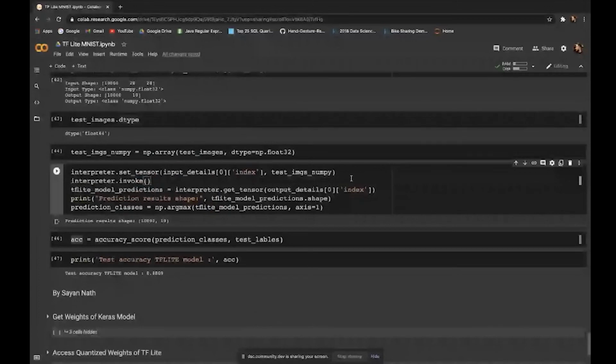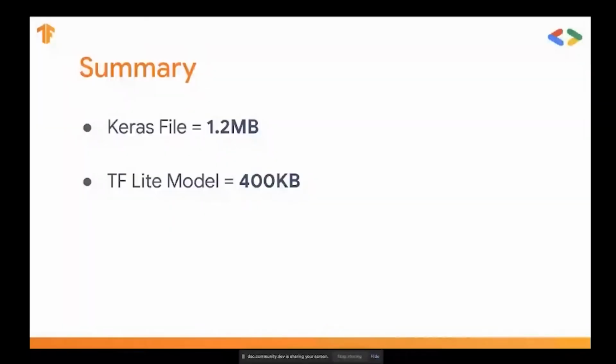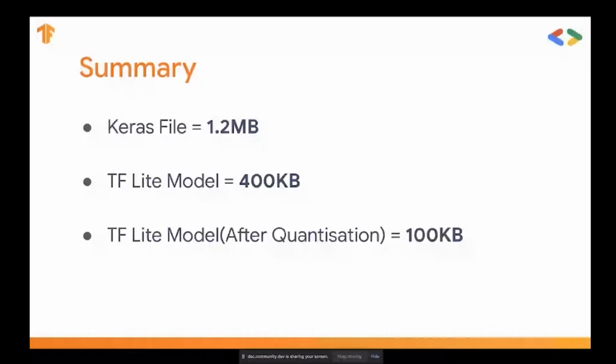So the summary which came out is the Keras file was 1.2 MB of size. We converted our Keras file into TF-Lite file, that is 400 KB. And after quantization, we got that 400 KB file into 100 KB. So it was a great success, I can say.